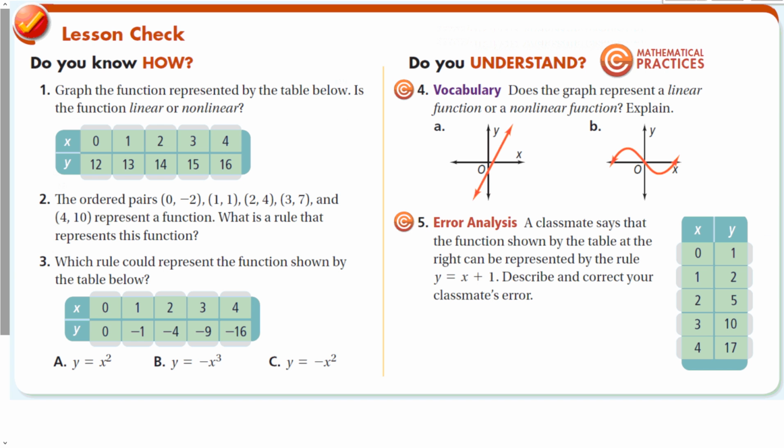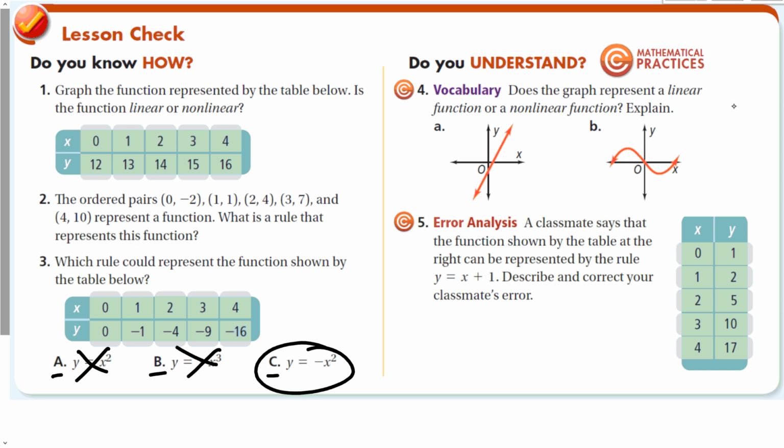Which rule could represent the function shown by the table below? So again, if I wanted to try to solve this, I've got to figure out which one of these functions actually works. They give you choices here, A, B, C. Okay, so 0 squared is 0, -1 squared is +1. That's out. 0 to the third is 0, make it negative, it doesn't matter. 1 to the third is 1, make it negative. 2 to the third is 8. So that one doesn't work. So my answer is C.